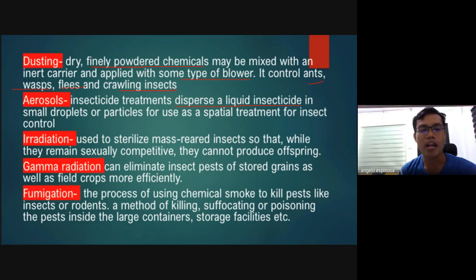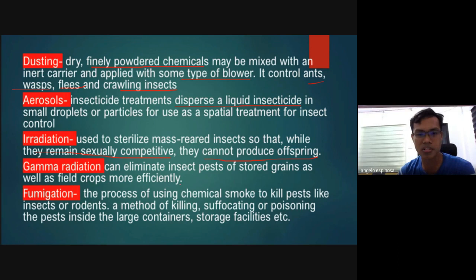Okay? And we have irradiation. Meron mga aerosols ginagamit naman natin usually. And then we have irradiation, used to sterilize mass-reared insects so that while they remain sexually competitive, they cannot produce offspring. Gamma radiation can eliminate insect pests of stored grains as well as field crops more efficiently.